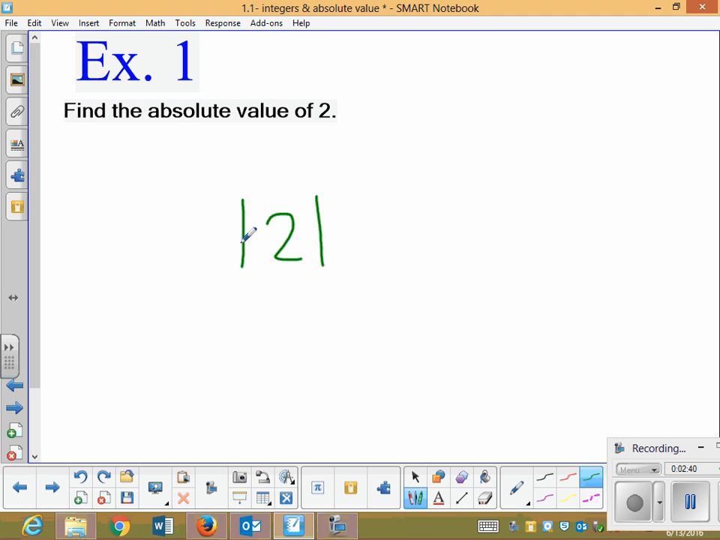So the absolute value of 2, if I drew it on a number line, you don't have to do this for homework time, but if you need to, like me, I'm going to show you, you can do a number line. So I'm going to find 2, and then count how many spaces it is from 0. So it's 1, 2. So since it's 2 spaces from 0, the answer is 2.